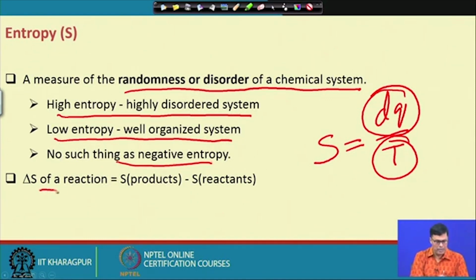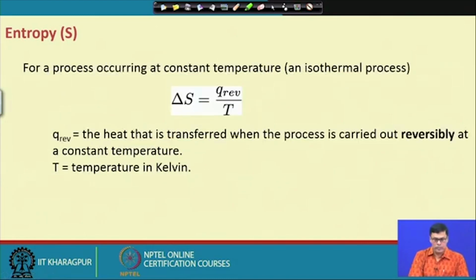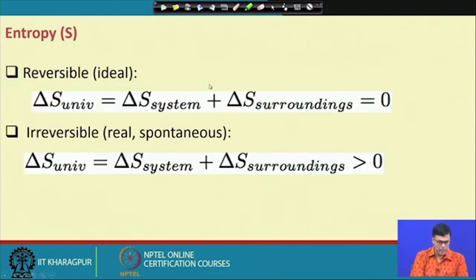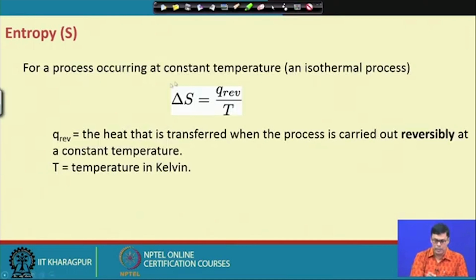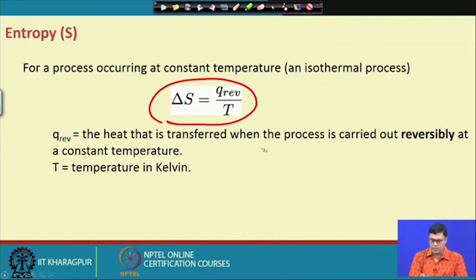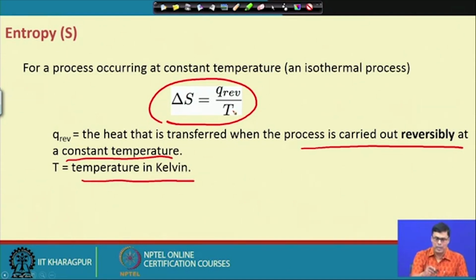Now, del S of a chemical reaction we can always express as the entropy of the products minus the entropy of the reactants. As I explained, at a constant temperature, the change of entropy can be expressed like this, where Q rev is the heat that is transferred when the process is carried out reversibly at a constant temperature, and T is the temperature in Kelvin. So, capital T we always indicate as Kelvin.